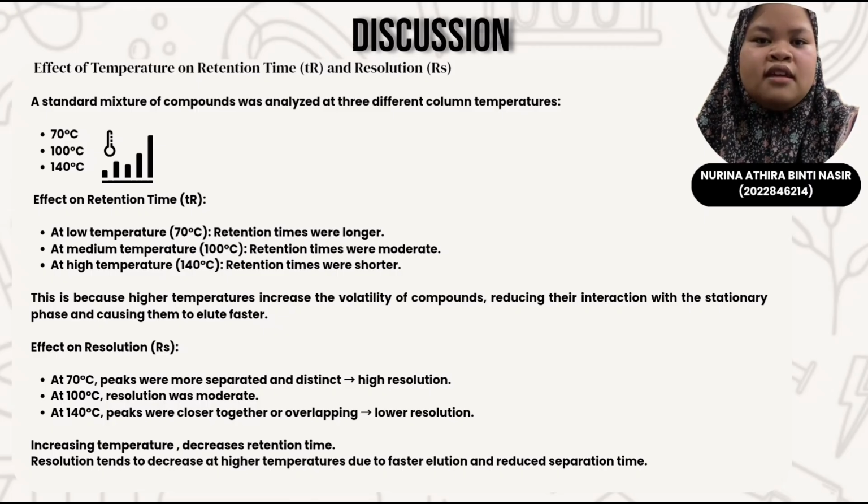This trend occurred because higher temperature increased compound volatility, making them travel through the column more quickly. We also look at the resolution, which tells us how well two peaks are separated. At the lowest temperature, 70 degrees Celsius, the peaks were well separated, which means the resolution was high. As the temperature increased, the peaks became closer together, and in some cases, they even began to overlap. This caused a drop in resolution. So in short, increasing temperature leads to faster analysis due to shorter retention time, but it can reduce resolution and make it harder to distinguish between similar compounds.